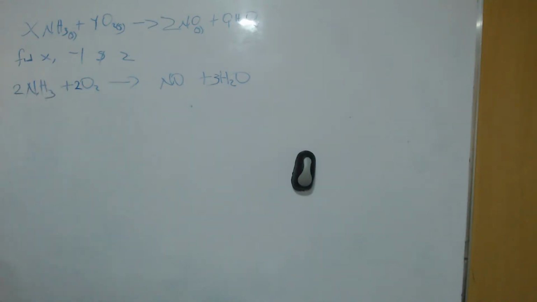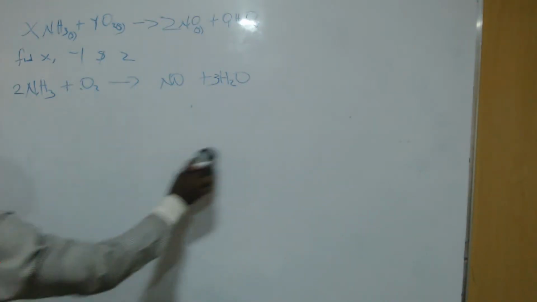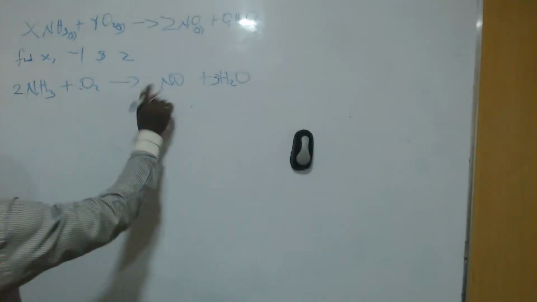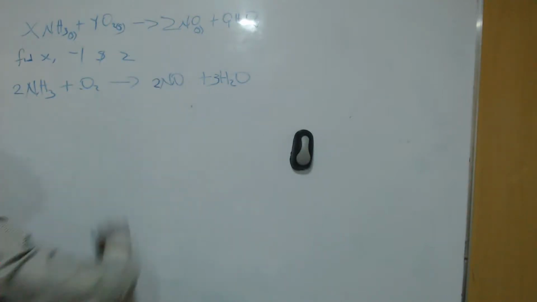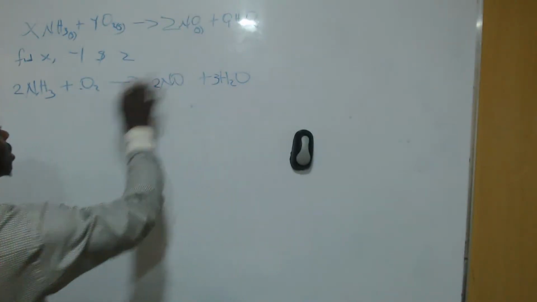Make this like this. Very easy. Let's finish with nitrogen first. Very easy. And then you now come here. You put your 2. The oxygen has now changed. This is 3. This is 5.